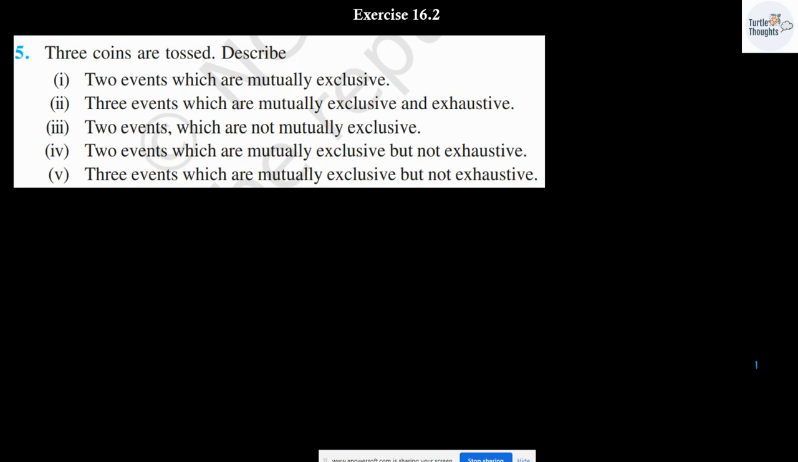This is your question number 4. Moving on to question number 5. Three coins are tossed. Describe five sub questions are given. So before going to the sub questions, let me start by writing the sample space. Three coins are tossed. The size of the sample space is 2 raised to the power n, where n is the number of times the coin is tossed or the number of coins itself. 2 raised to the power 3 is 8. Let me write down the sample space.